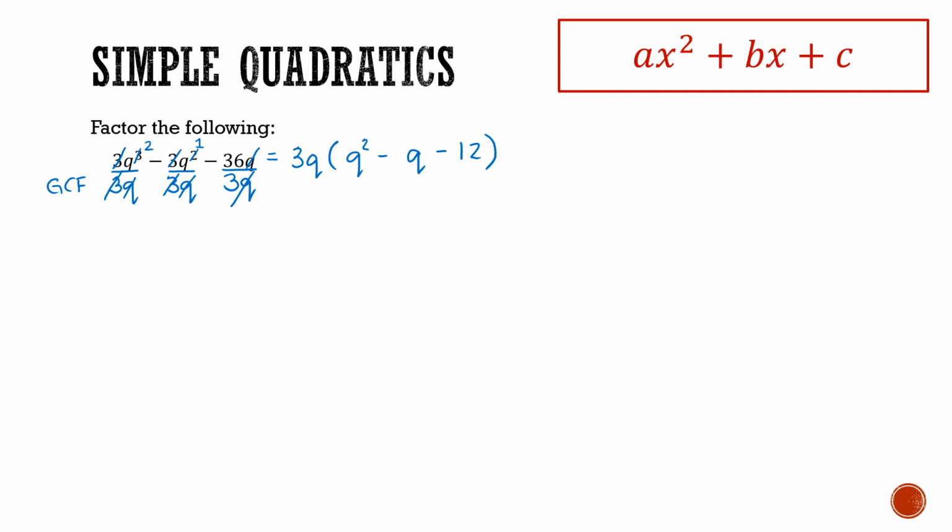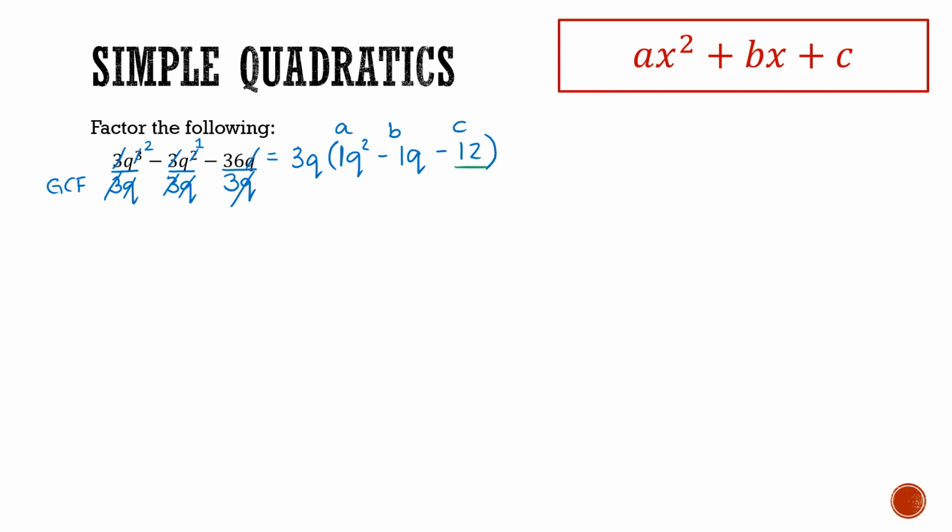Now I have a quadratic in the form of ax squared plus bx plus c, where a is equal to 1, b is equal to negative 1, and c is equal to negative 12. Because a is equal to 1, I can use the factoring approach discussed in the last example. So I'm going to start by focusing on this constant, negative 12.